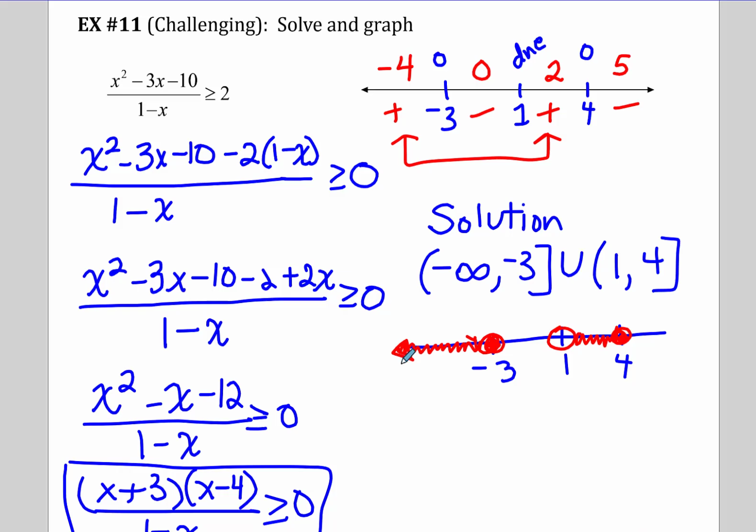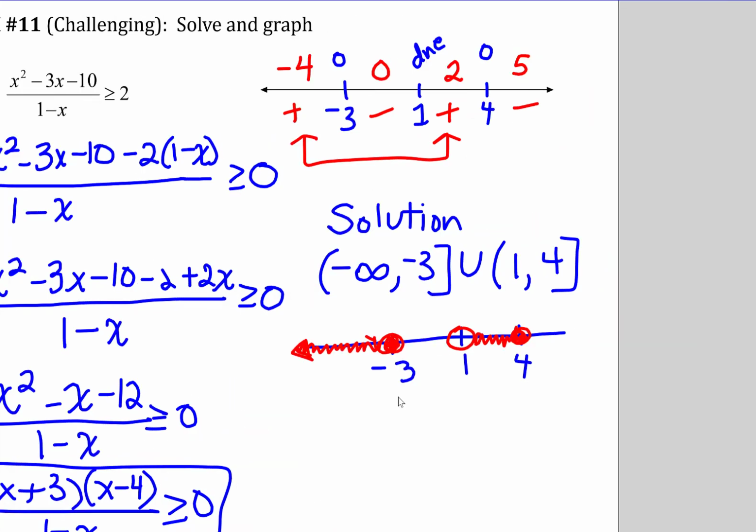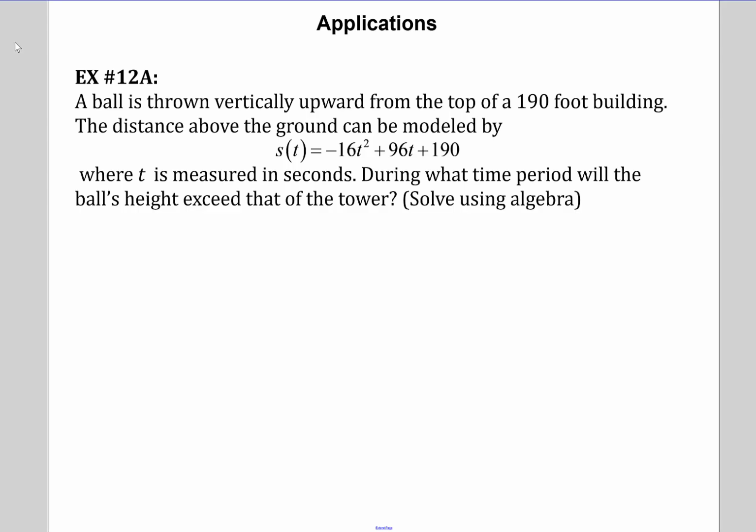So those can be a little challenging, but like I said, it's a great skill to have. Then we got 2 word problems here. In this case, we want to throw a ball vertically, and we want the ball to be above the tower. It's being thrown off a tower that's 190 feet tall.